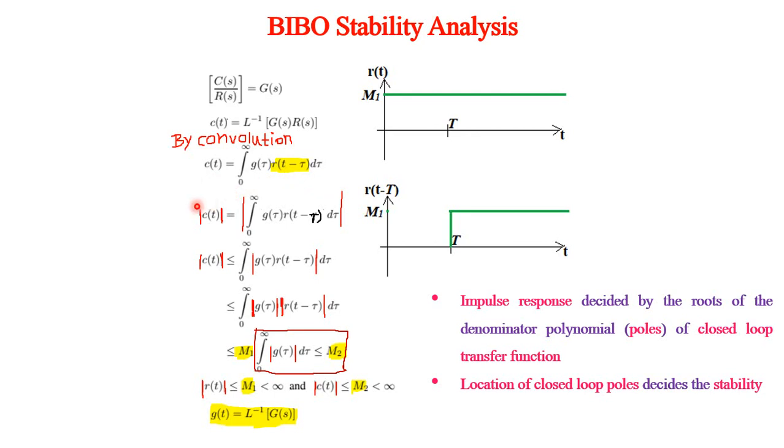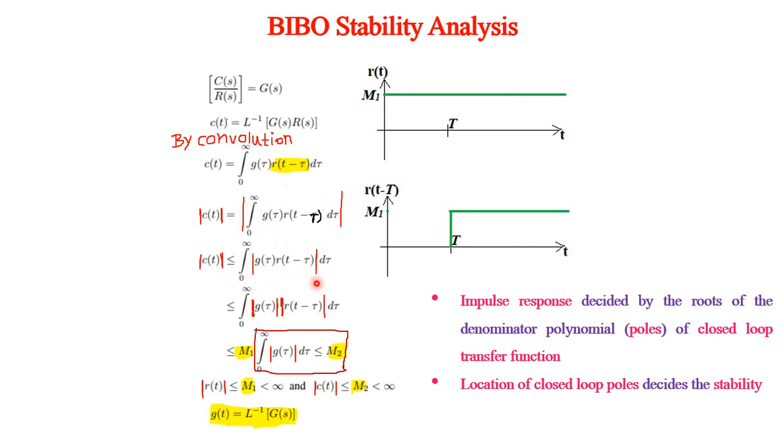So I am taking the absolute value or magnitude of the output by this relation. So it is the absolute value of this integration. There is a relation in mathematics: the absolute value of the integral is always less than or equal to the integral of the absolute value of the integrand. So here this is the integrand.